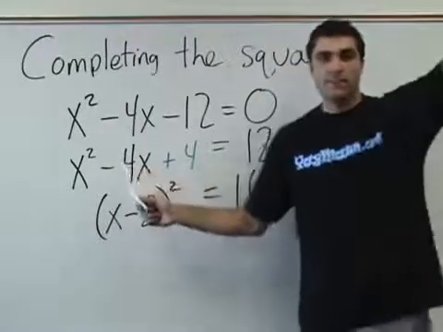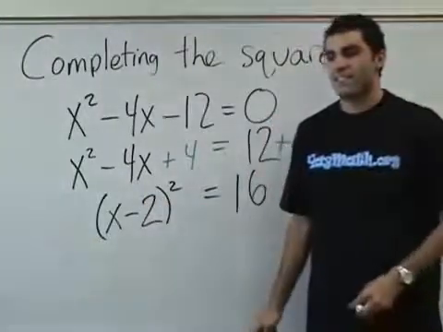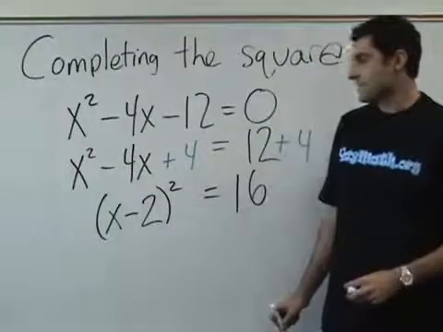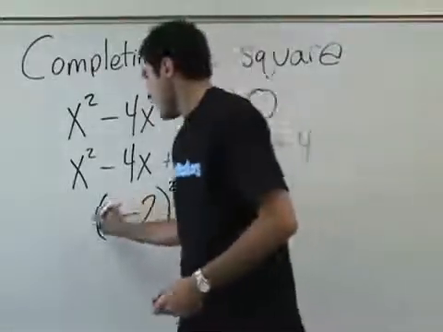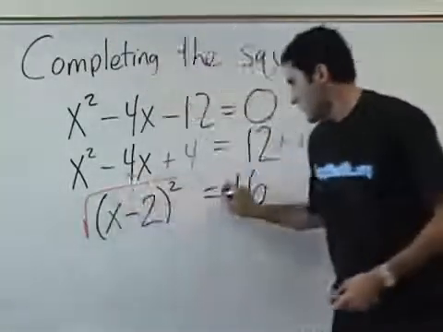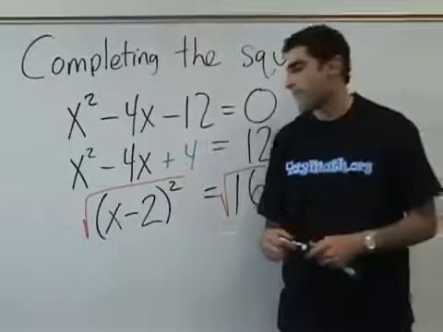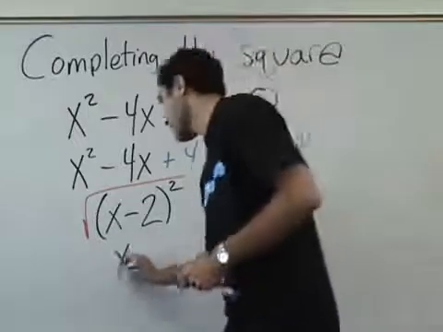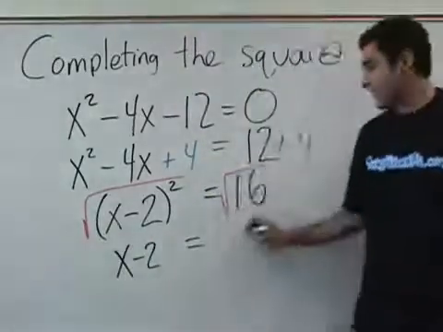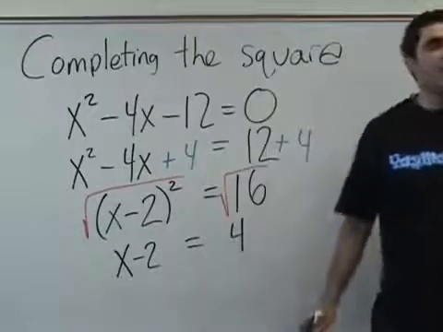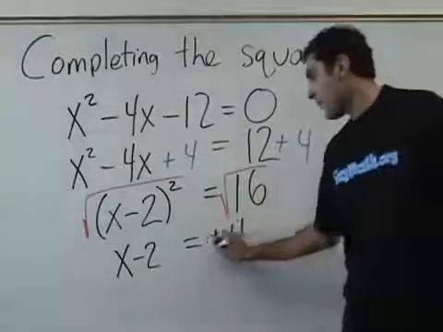Do you root both sides? Yes, square root both sides. Now, what do you got? X minus 2 equals plus or minus 4. It's not just 4, it's plus or minus 4.